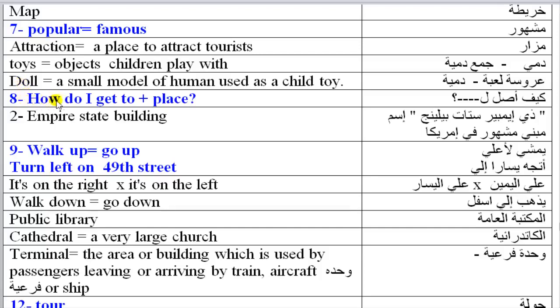Exercise 8. How do I get to? How do I get to? Plus a place, one place. How do I get to Carrefour? How do I get to the supermarket? Example. Empire State Building. Empire State Building. This is a very famous building in the USA. The Empire State Building.